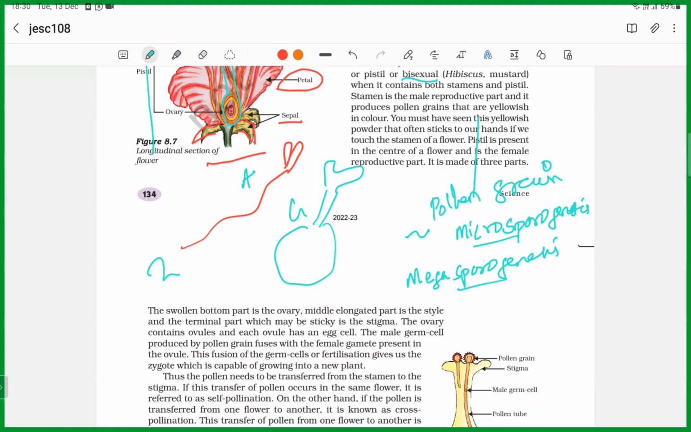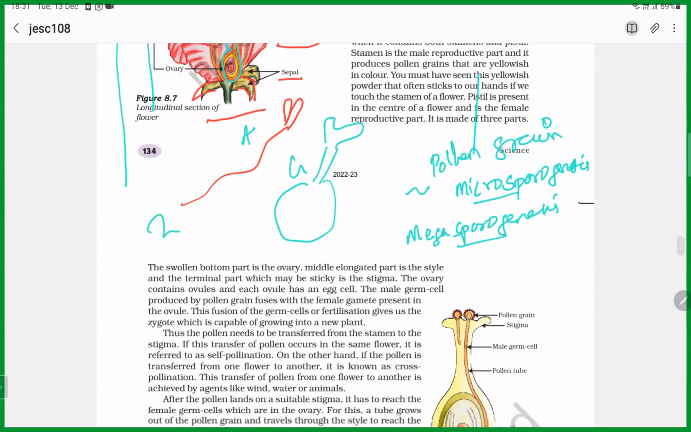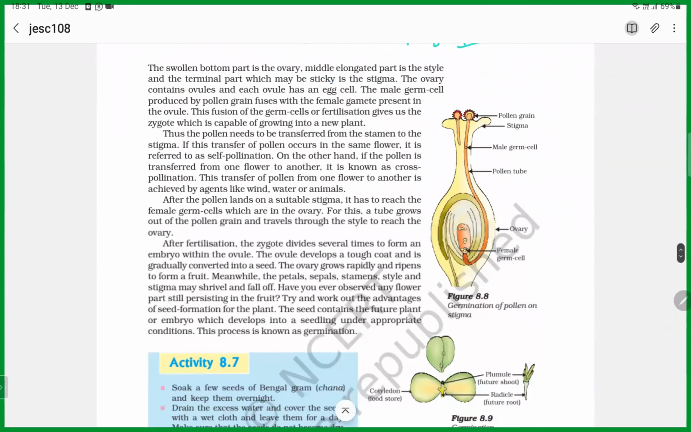What are pre-fertilization processes? Gametogenesis and gamete transfer. In plants, gametogenesis is microsporogenesis and megasporogenesis. And the gamete transfer process is called pollination. What are the agents of pollination? Air, wind, water, insects. Biotic and abiotic components. Very good.